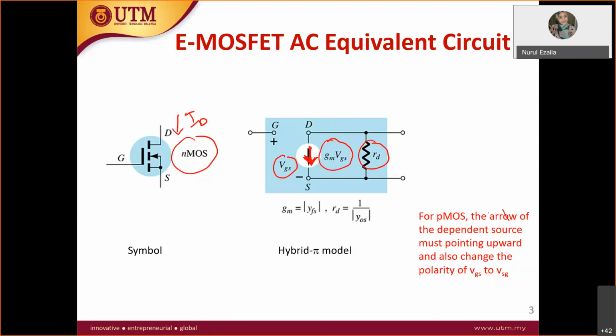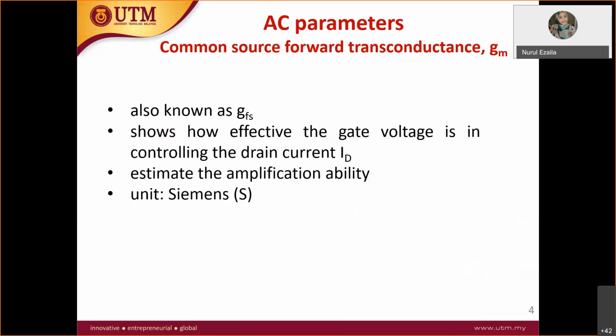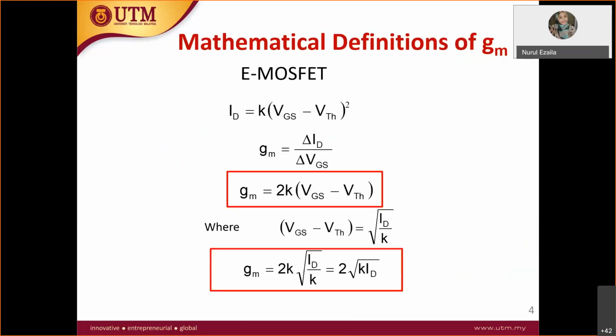Okay, so the AC parameter. When we talk about AC parameter, I always want to recall for you the BJT. So for the BJT AC parameter, you have to calculate your GM and also your R pi. If you still remember, GM equals IC over VT and R pi equals beta over GM. But in MOSFET, you also have GM. But how do you calculate your GM?